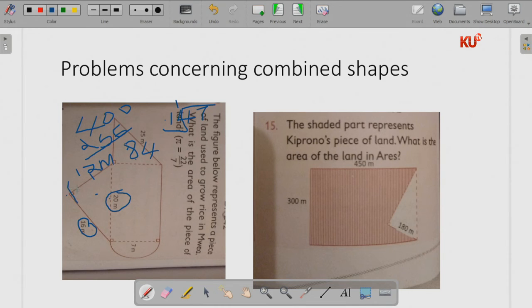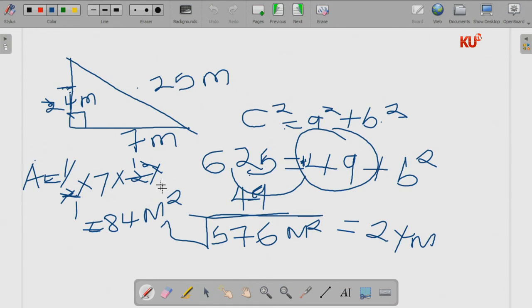Now 12 meter. What do we do with 12 meter and 16 meter? They're the ones which make the right angle, you say half times 16 times 12, which will give us 96 meter square. Now you have the area of the triangle. You have the area of the two triangles, because they are the ones which were not given the sides. Already now we have them. So what do we do? We go to the area of a semicircle.